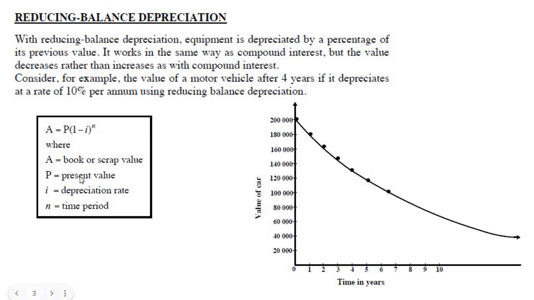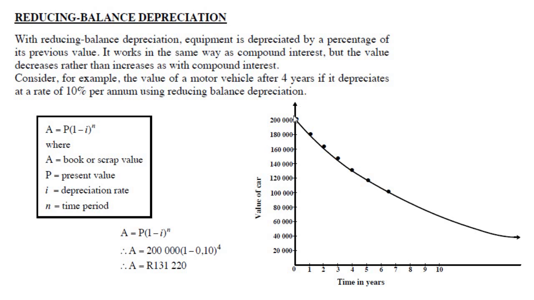A is the money you end up with. P is what you start with. I is the interest rate, the depreciation rate. And n is how many years. So you just put those numbers in and you get your answer. You're going to have 131,220 Rand after 4 years. And that's the answer. If you know the formulas and what the things mean, it's pretty easy.